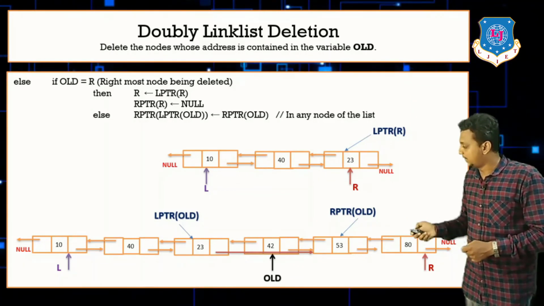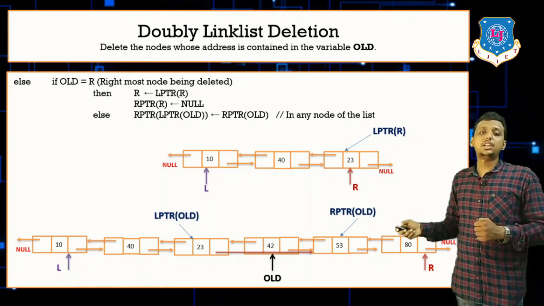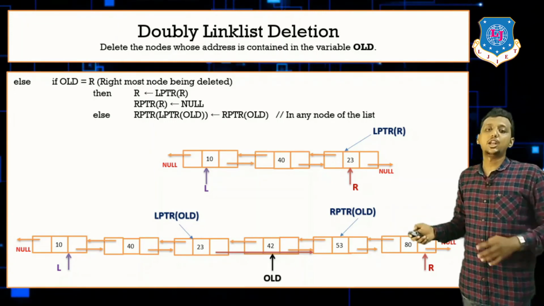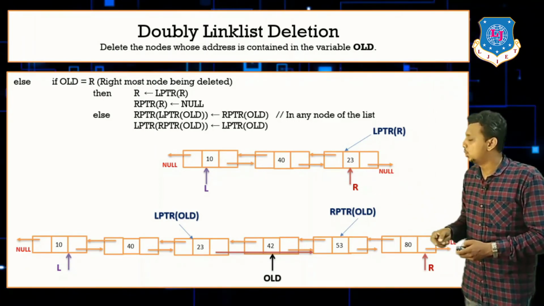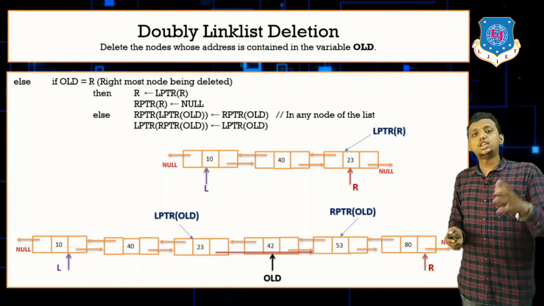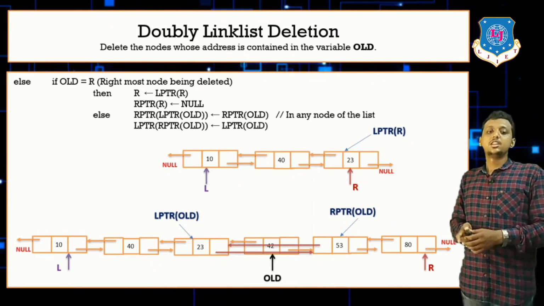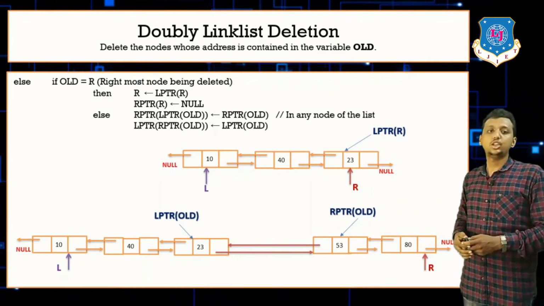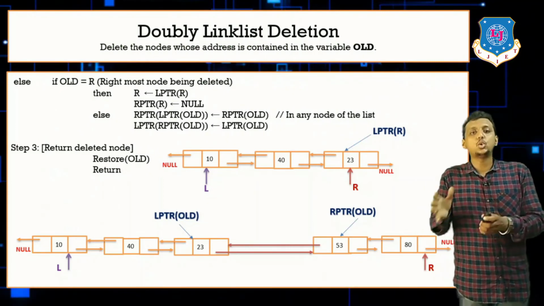Students, what is the name of the left link of the 53? The left link of the 53 is known as LPTR of RPTR of old, which is going to connect to the left side of old, that means 23. So we need to write LPTR of RPTR of old to LPTR of old. Like this, all links are connected, and then we can directly remove the 42 from here. Fine. So the last step is restore old.